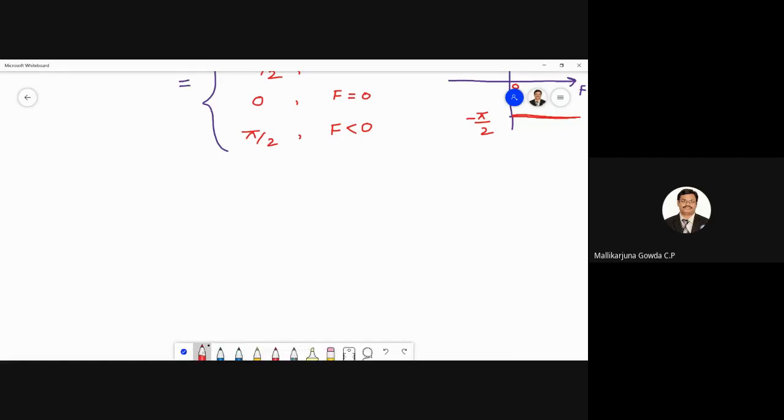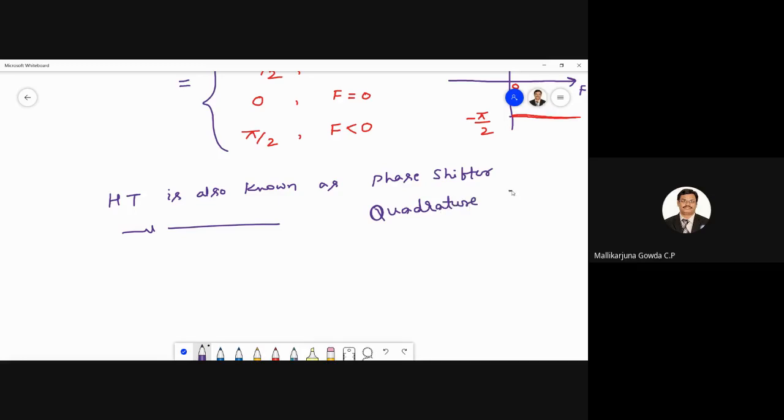So two things I wanted to say here. One is this Hilbert transform. The Hilbert transform is also known as a phase shifter because it provides phase shift. And another thing is, it is also known as a quadrature filter.